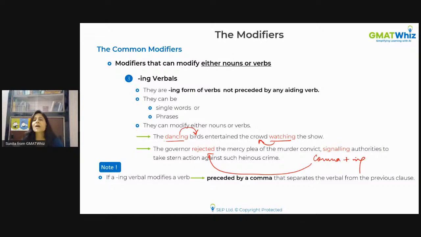It is telling us how the rejection was carried out, okay? What happened post the rejection? What was the outcome of the rejection? But since the governor is the subject of the rejected, automatically signaling should make sense with the governor. But be very clear about it. Rejected is the verb which is being modified by the comma plus ing, okay?